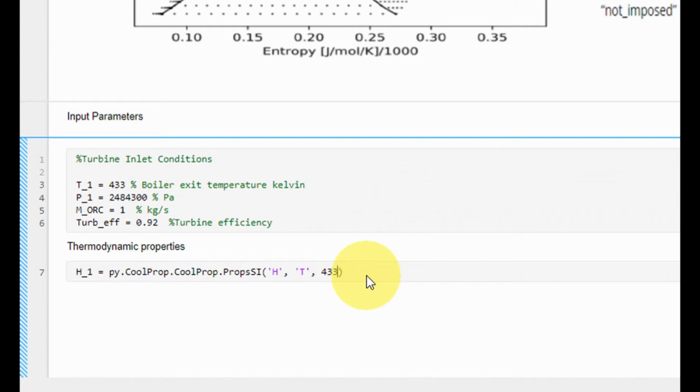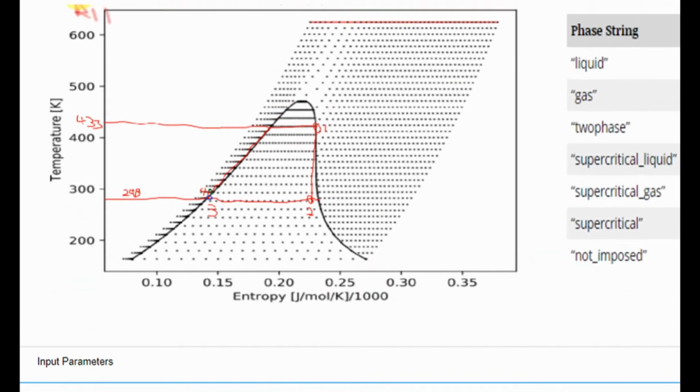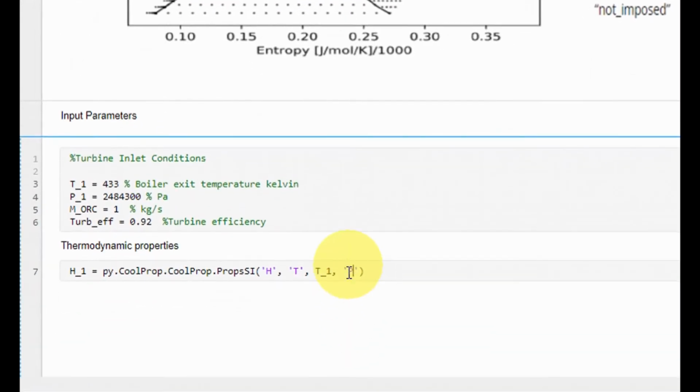433. In other ways, you can either use the 433 or you could specify it as T1. This is how we defined it here. We defined it here as T1. So I'll call it T_1, which is that parameter there. Next, you define either the pressure, which corresponds to this, or you could use the quality of the fluid. Whether you use the quality of the fluid or the pressure component, you will still achieve the same result.